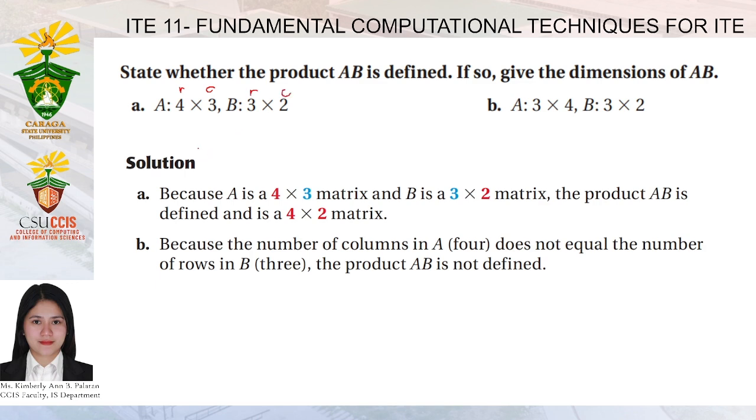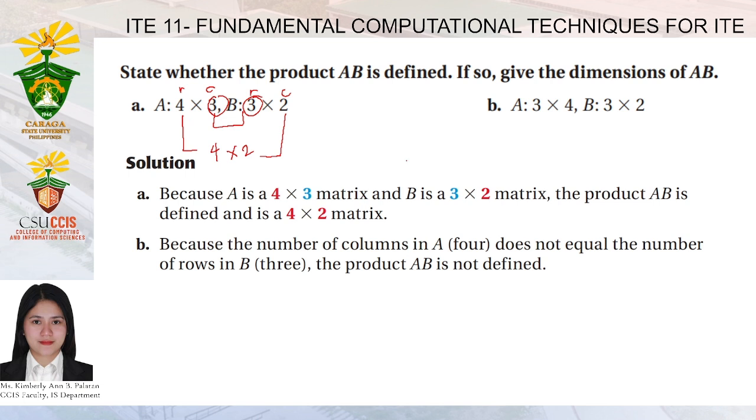Pwede na to siya i-multiply because this is equal. Kani iyang row, iyang column kang matrix A and then ang row niya kang matrix B. And this one will be our dimension. Our dimension will be 4 by 2 kung ato na siyang i-multiply. Gets ba ninyo? Sige, another one, letter B.